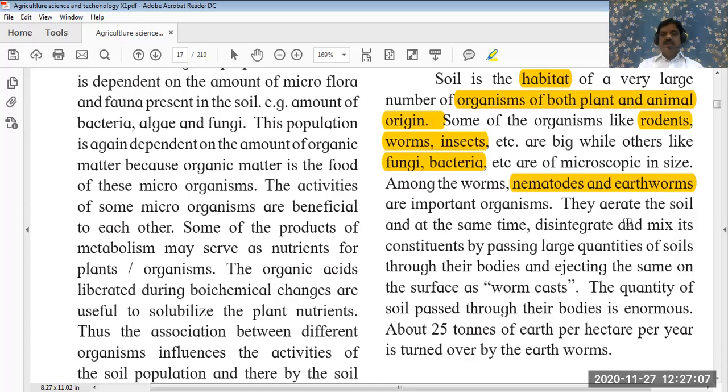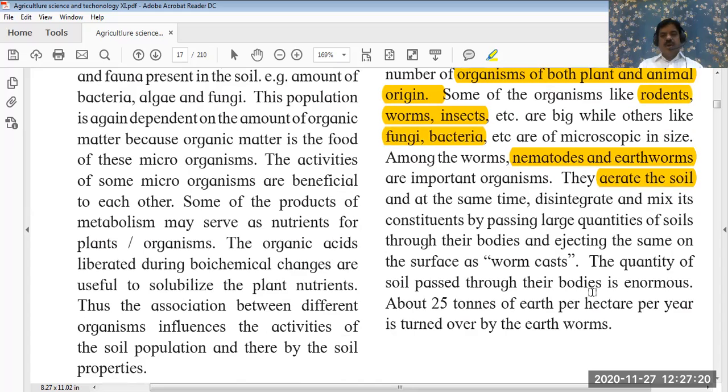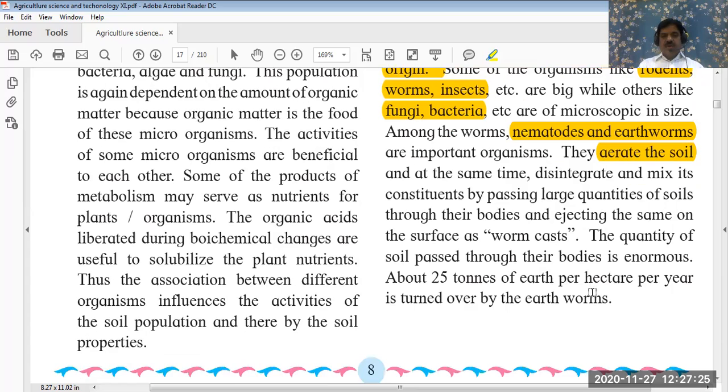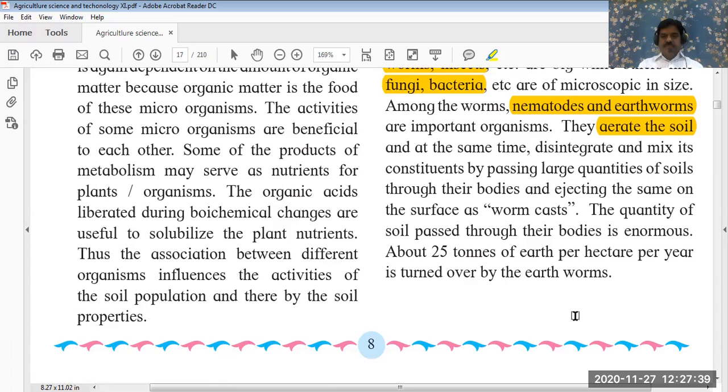These organisms aerate the soil. They increase the air content in the soil. Because of increased aeration, the plant grows profusely and very vigorously. Now this earthworm casts its excreta, and that makes the soil very fertile.